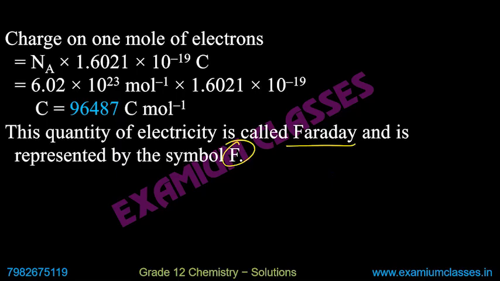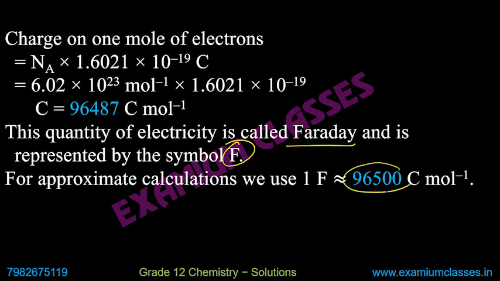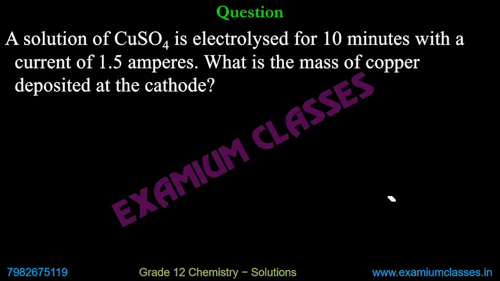That's why in the last equation, it was RT by nF. This F was 96487. For approximation, you can use the rounded value to make calculations simple, unless it is an objective type question and the option values are too close. If values are too close to each other, then use the exact value. Otherwise, in 99% of cases you can use the approximate value.